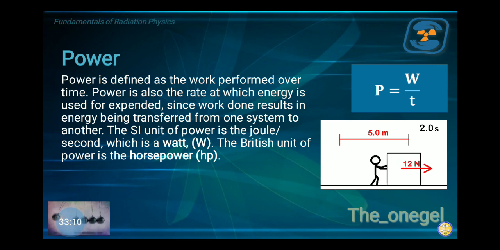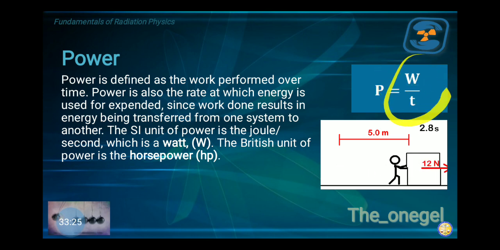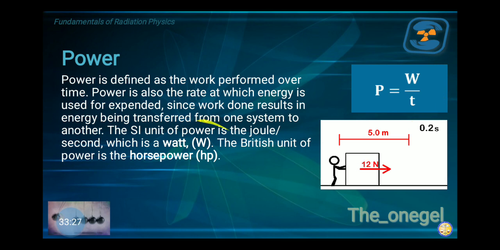Work done results in energy being transferred from one system to another. Remember that the SI unit for power is joule per second, because work is joule and the time is second. Joule per second, or we now have the watt.